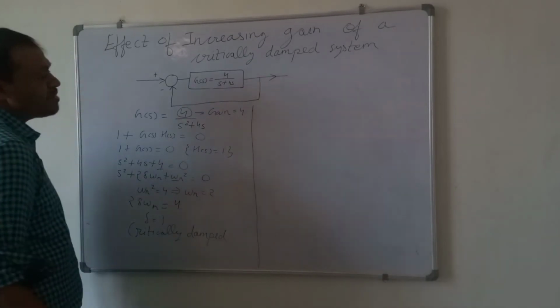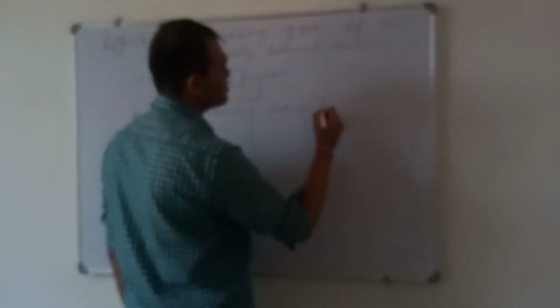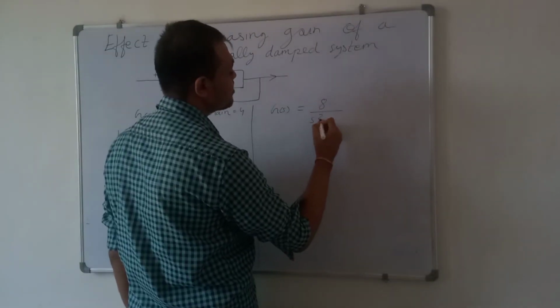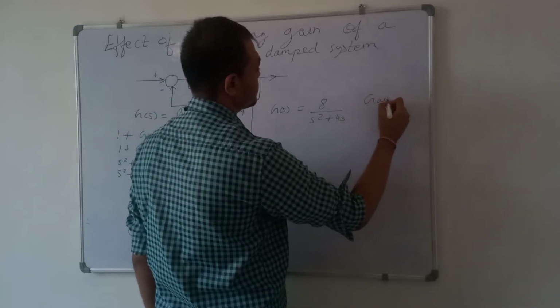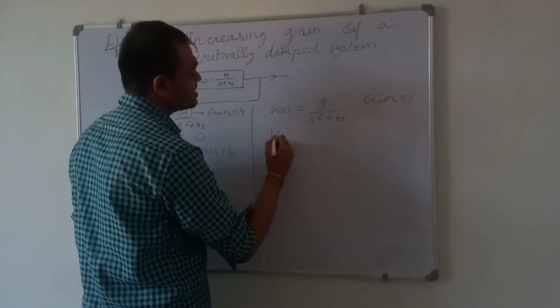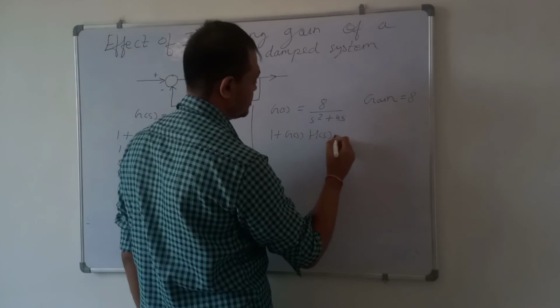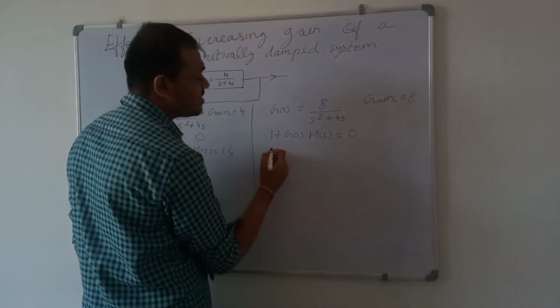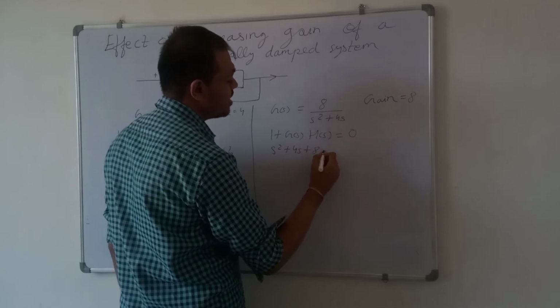Now we will see what happens if we increase the gain of the system. Let's say we increase the gain to 8. So G of S will become 8 upon S square plus 4S. Here the gain is 8. Again we find 1 plus G(s)H(s) equal to 0, the characteristic equation. Again we get S square plus 4S plus 8 equal to 0.